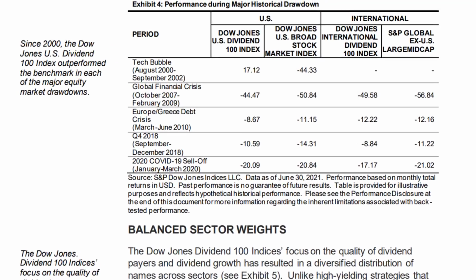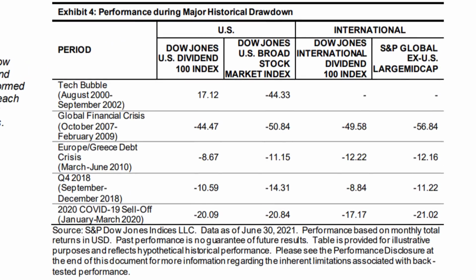And lastly, taking a look at the index's performance over the last 20 years, it's really interesting to see how this index, the Dow Jones US Dividend 100 Index, has compared to the Dow Jones US Broad Stock Market Index during market corrections. So during the tech bubble, this ETF did not exist, right? But the index existed. So very important, don't get confused. The index was up during the tech bubble, whereas the broader Dow Jones US Stock Market Index was down 44%.